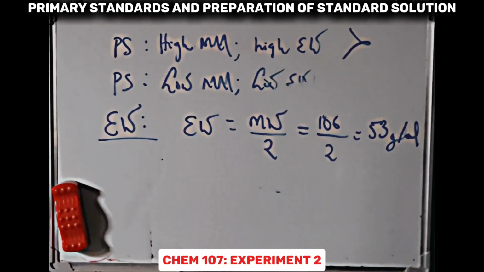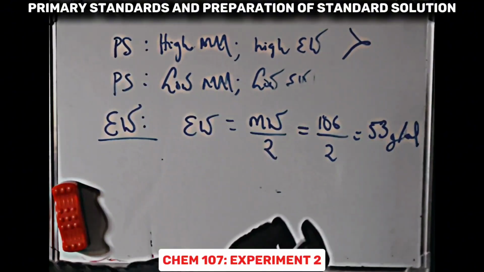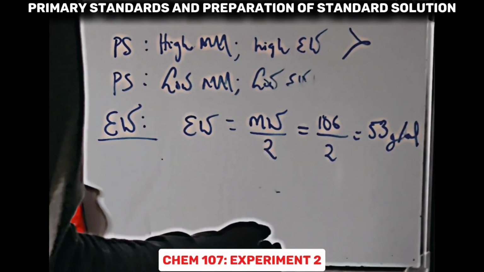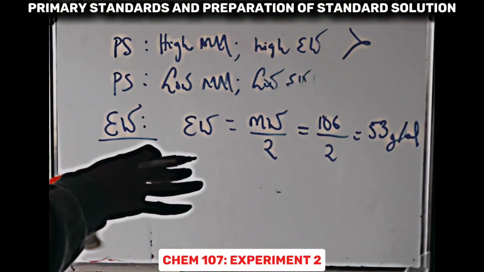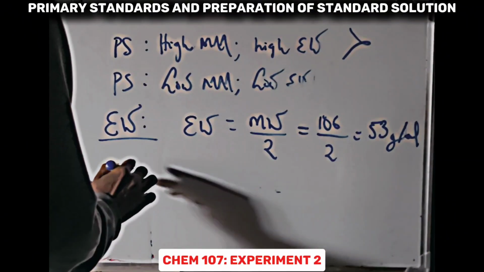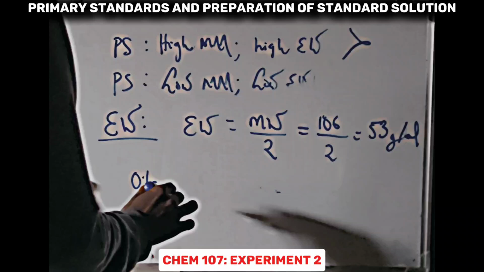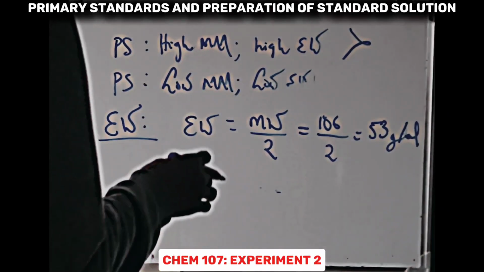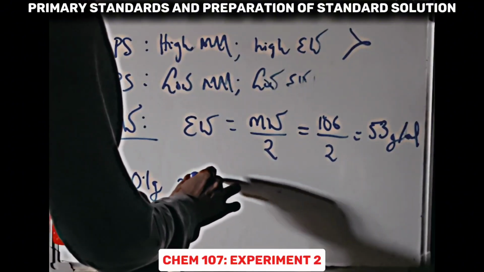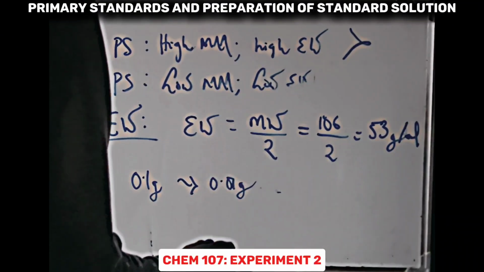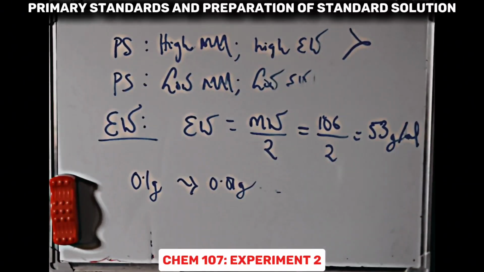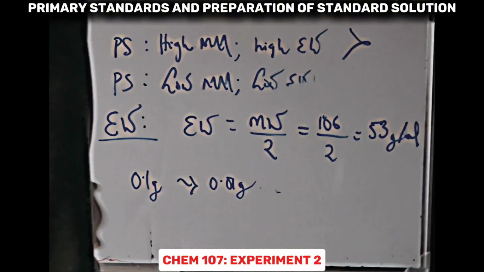As you can see, it's actually high enough. So this means that it can serve as our primary standard, because primary standards are supposed to have high equivalent weight. In a nutshell, if we want to weigh 0.1 gram of a primary standard to standardize a given solution, a small error of 0.01 gram could be incurred. This 0.01 gram depends on the balance being used, which here is specific to a top loader.